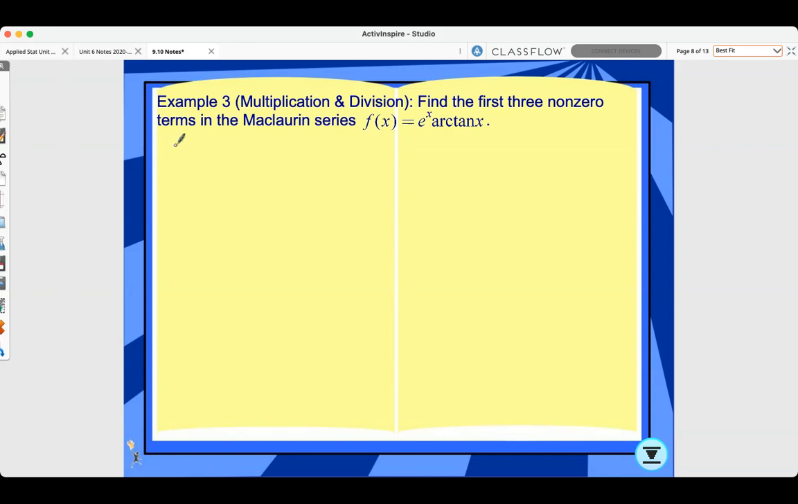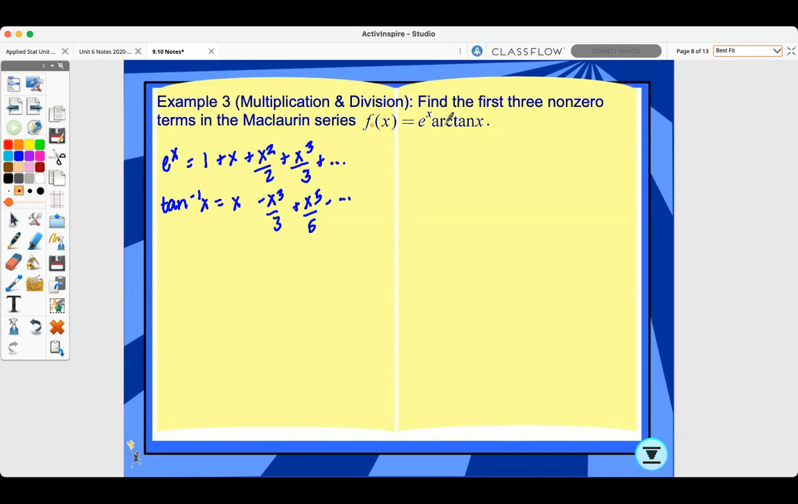We would write down the first 3 or 4 non-zero terms. So for e to the x, it would be 1 plus x plus x squared over 2 plus x cubed over 3, and it goes on forever. For the inverse tangent of x, we would have x minus x cubed over 3 plus x to the 5th over 5 minus dot, dot, dot. So one thing that I want to point out here, when they say the first 3 non-zero terms, that means they want the linear, squared, and cubed.